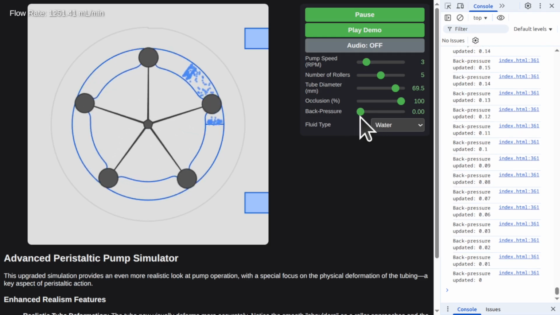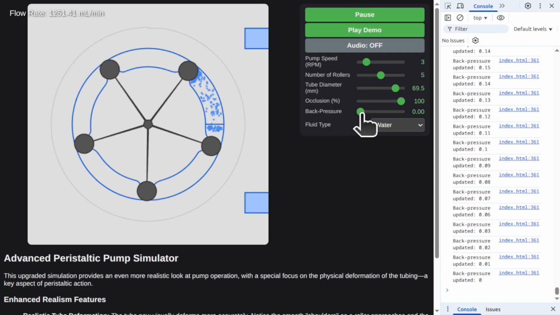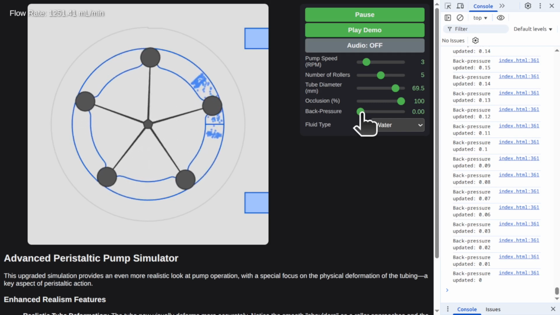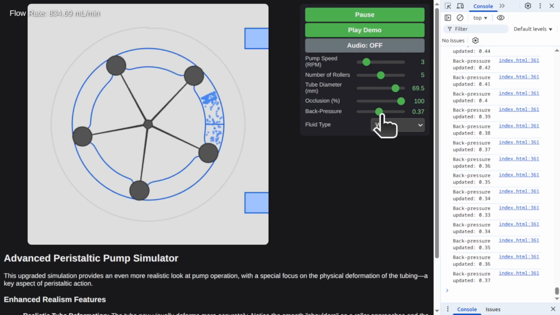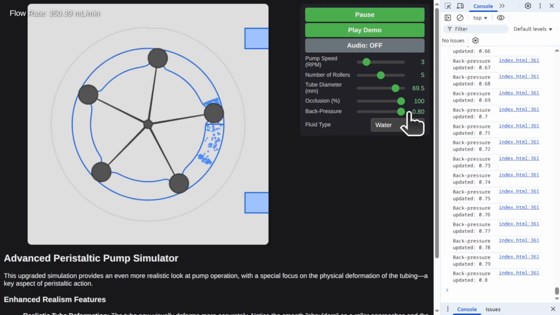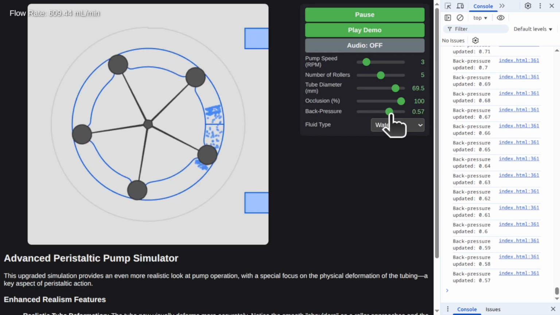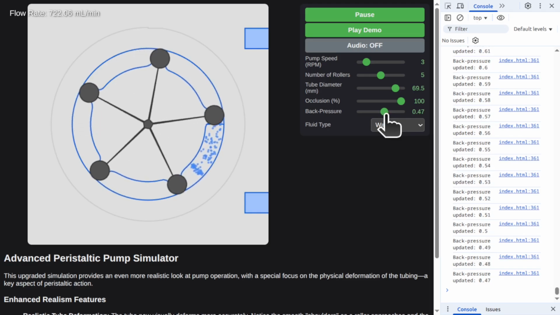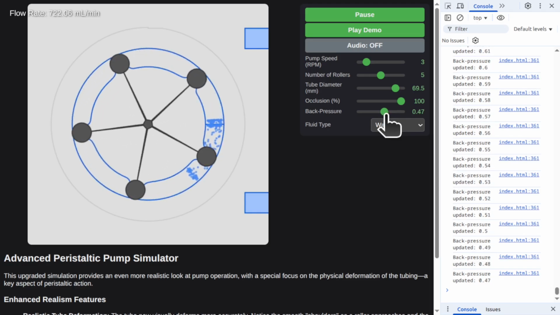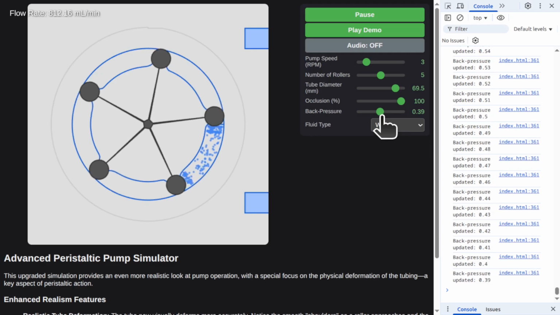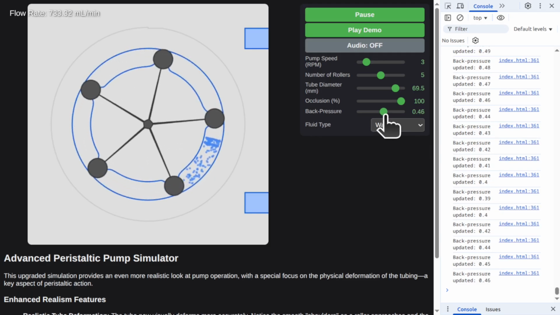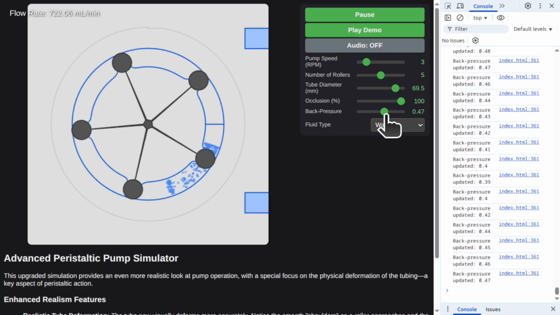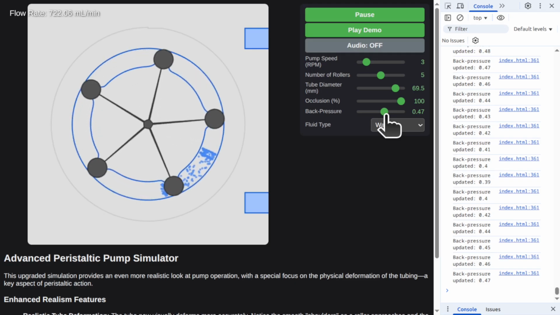I don't get it. So how does it affect the pressure mechanically? When the back pressure is changed in the simulation, it represents an external resistance applied to the fluid flow at the outlet of the pump. Mechanically, this means the fluid has to work harder against this resistance, which impacts how much fluid the rollers can effectively move through the tube. If the back pressure is too high, it can even cause the fluid to back up or reduce the flow significantly.